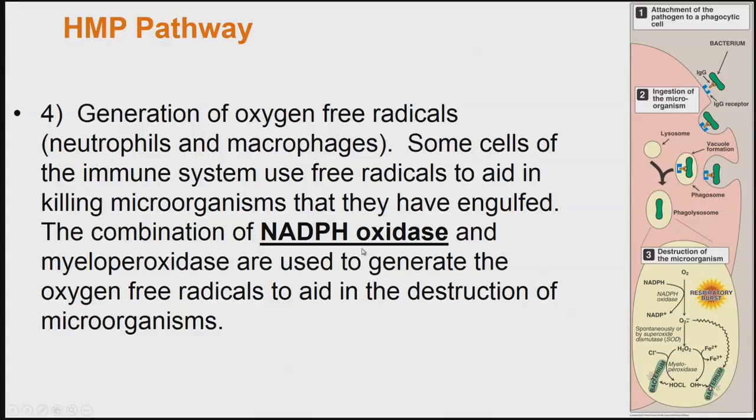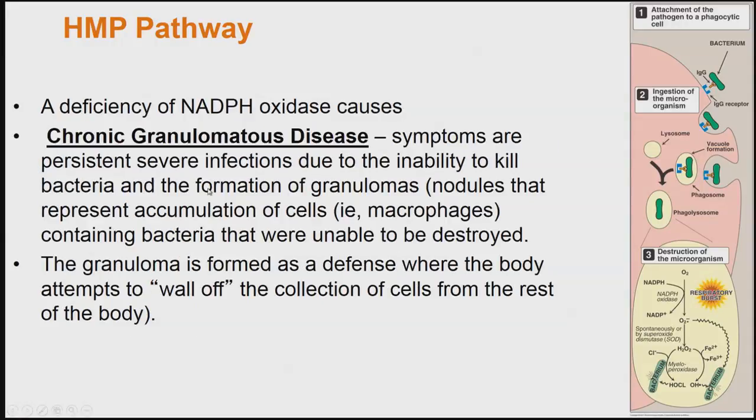Now, if you have a deficiency of NADPH oxidase, then these cell types don't have the ability to generate the oxygen-free radicals to fight infection. So without looking at the next slide, what do you predict would happen if you have a deficiency of this enzyme? It would compromise your ability to what? Fight infection, yeah. So that's what it's going to do. And there is a genetic disease where you can have a deficiency of this enzyme. It's called chronic granulomatous disease. And the symptoms, as you might imagine, are persistent severe infection.